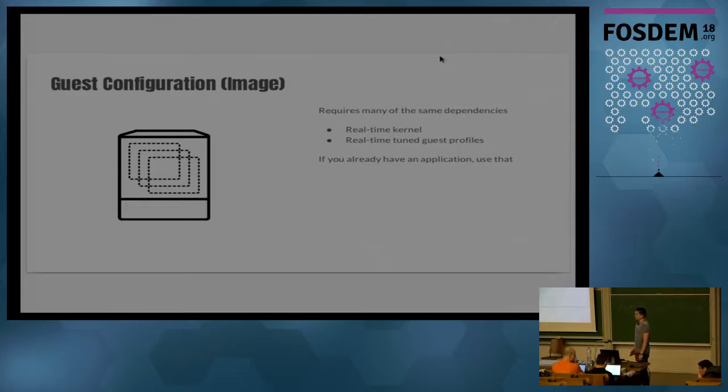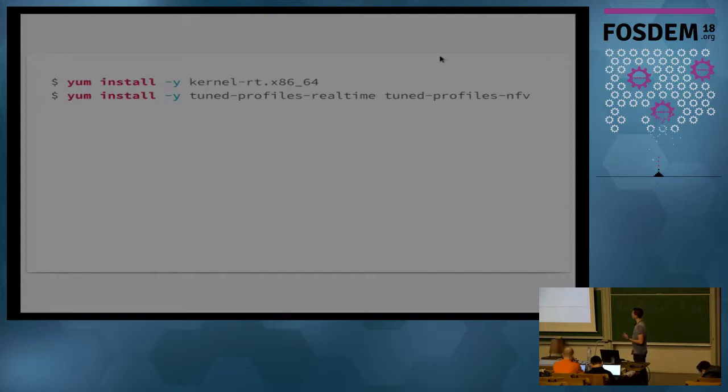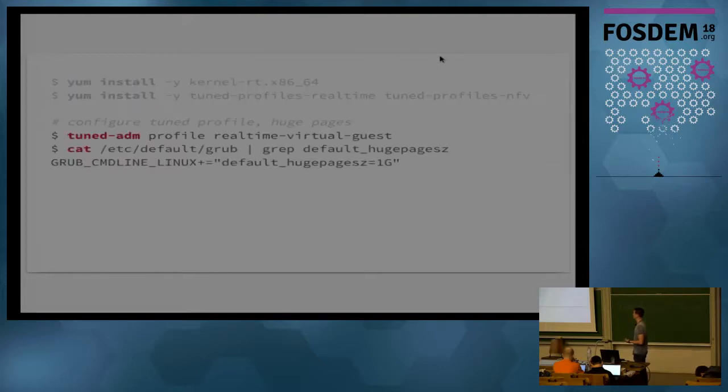What you're actually going to be running from your application perspective is entirely dependent on what you're trying to do. For the sake of testing, I just used the exact same configuration for my guest as I had on my host, so that meant that I was using the real-time kernel again, and the tuned profile, only this time I went for the guest profile, which again is packaged and available. If you already have a real-time application, whether that's something you bought in from Ericsson or something, a VNF, that kind of thing, then you should obviously use that. And again, install all that stuff, enable the profile, enable huge pages.